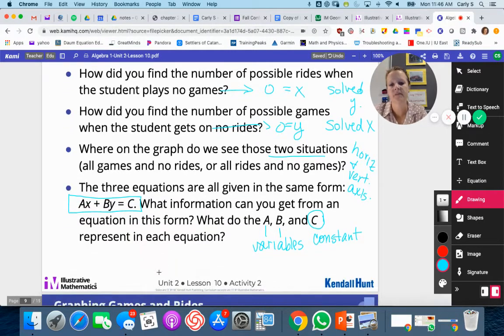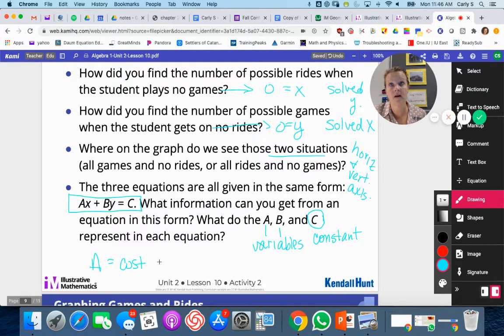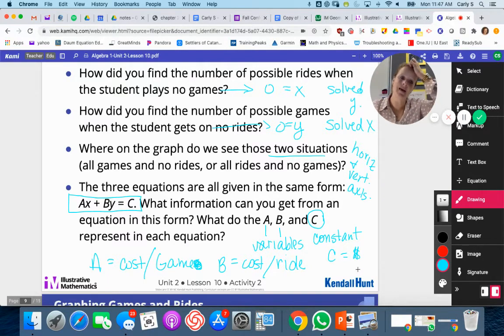Oh, so they're my variables. A would be the cost of x, which is the games. B would be the cost of the rides for one ride. Cost per ride, cost per game. And C is the amount of money the student spends.